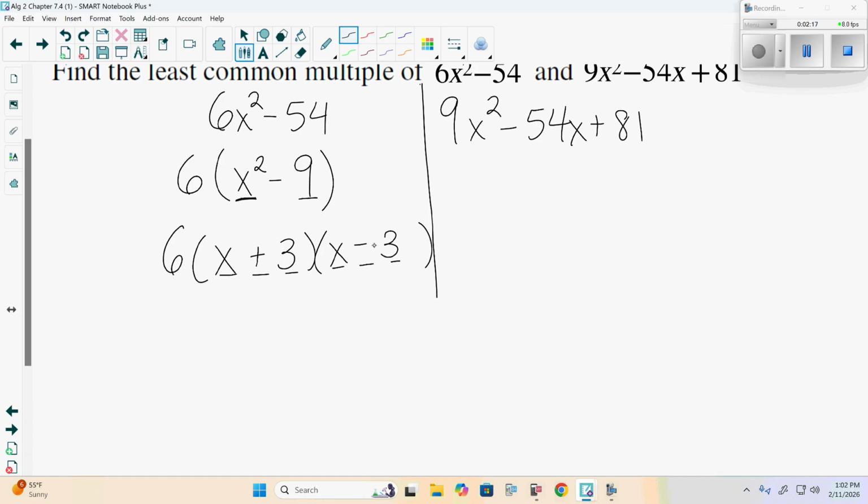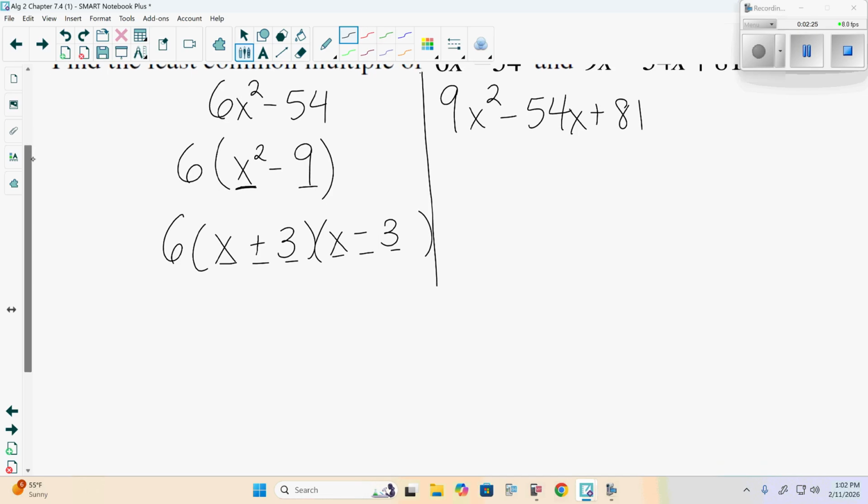So this is a difference of perfect squares. We'd have x plus 3 and x minus 3. We could actually have x minus 3 and x plus 3. The order does not matter. Questions on how we factor 6x squared minus 54?